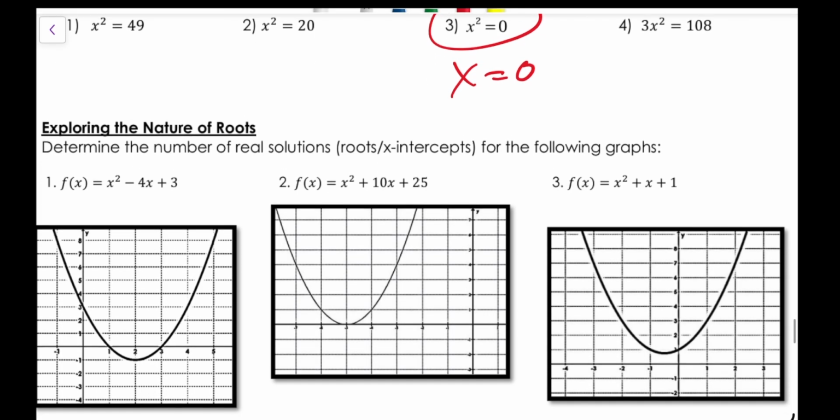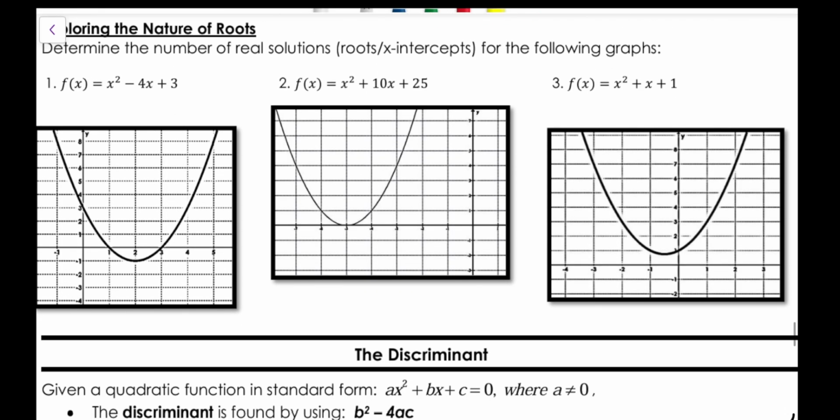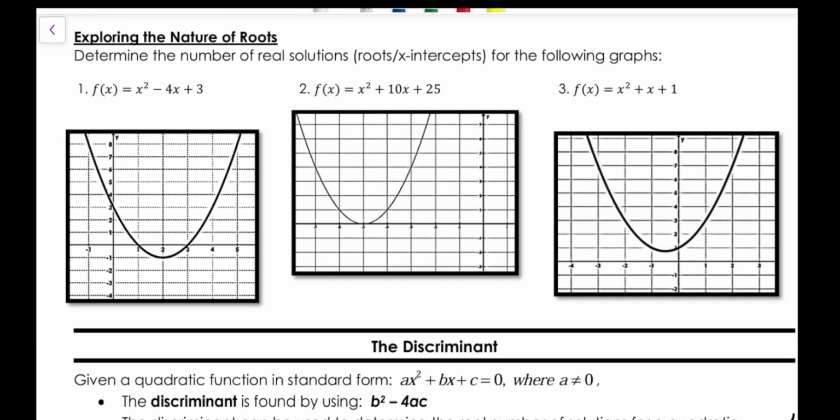Okay, now we're getting close to the end here. Determine the number of real solutions from the following graphs. This first one has 2 solutions. This second one has 1 solution. And this last one doesn't have any solutions. Real solutions. It does have imaginary solutions.